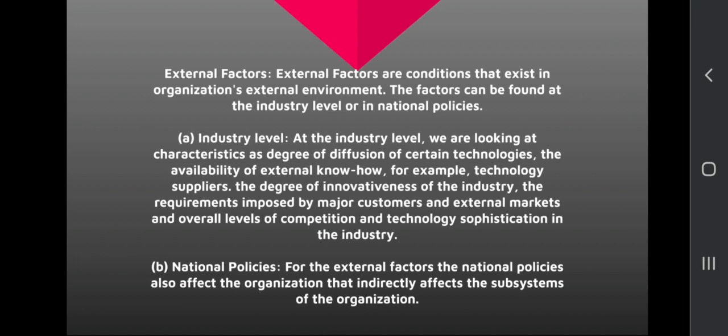At the industry level, we are looking at characteristics such as the degree of diffusion of certain technologies, the availability of external know-how, for example technology suppliers, the degree of innovativeness of the industry, the requirements imposed by major customers and external markets, and overall levels of competition and technology sophistication in the industry. National policies also affect the organization, indirectly affecting the subsystems of the organization.